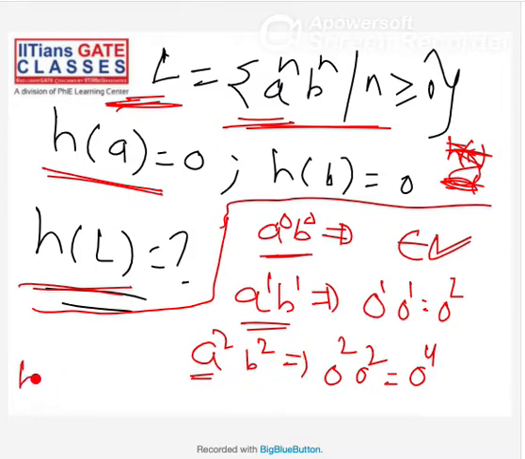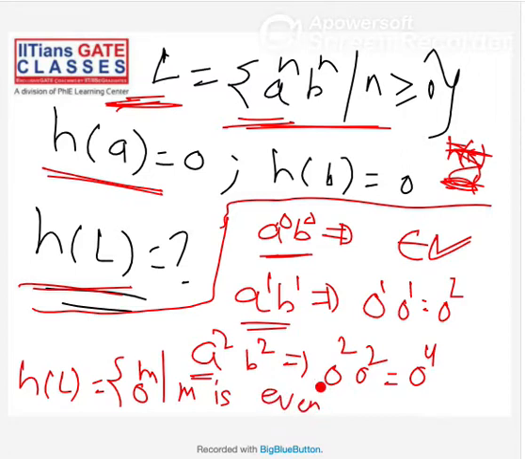So what will be your h of L? Means the homomorphism of a language. Homomorphism of a language is nothing but homomorphism of each string inside this language. So this will be nothing but 0 power m, such that m is even. So this is your h of L.